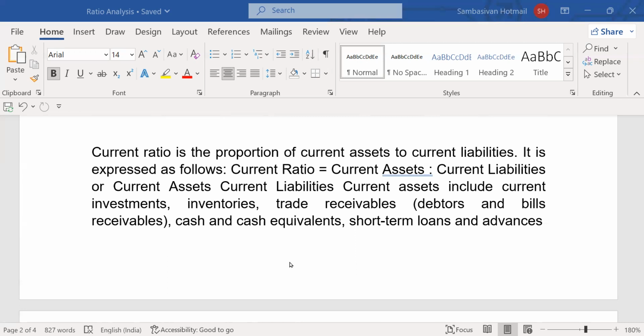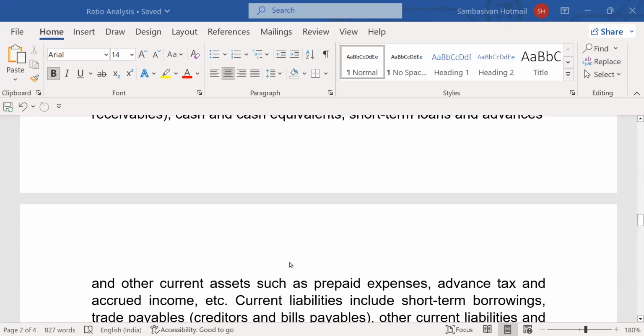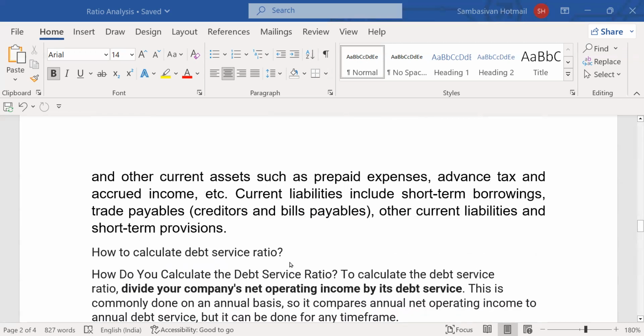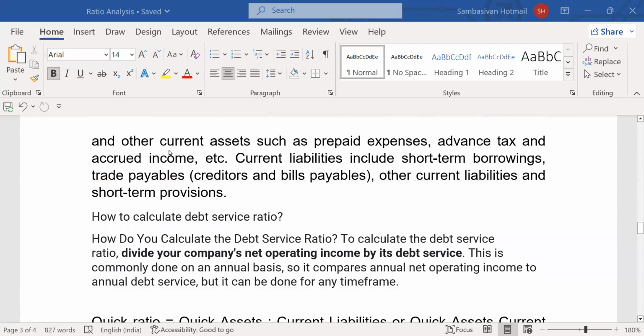Current assets include current investment, inventory, trade receivables, debtors and bills receivable, cash and cash equivalents, short term loans and advances, and other current assets such as prepaid expenses, advance tax and accrued income, etc. Current liabilities include short term borrowings, trade payables, creditors and bills payable, other current liabilities, and short-term provisions.